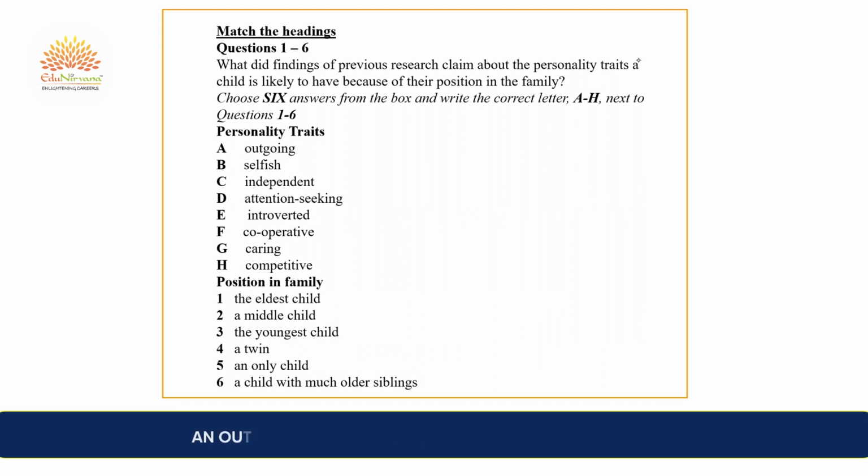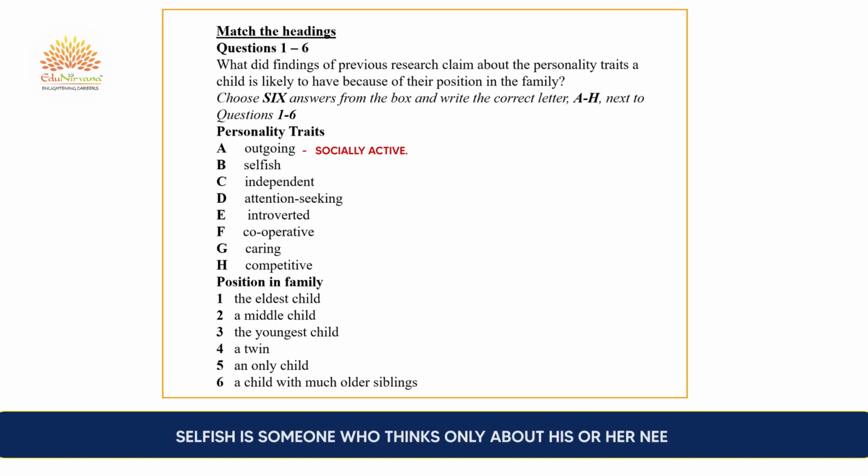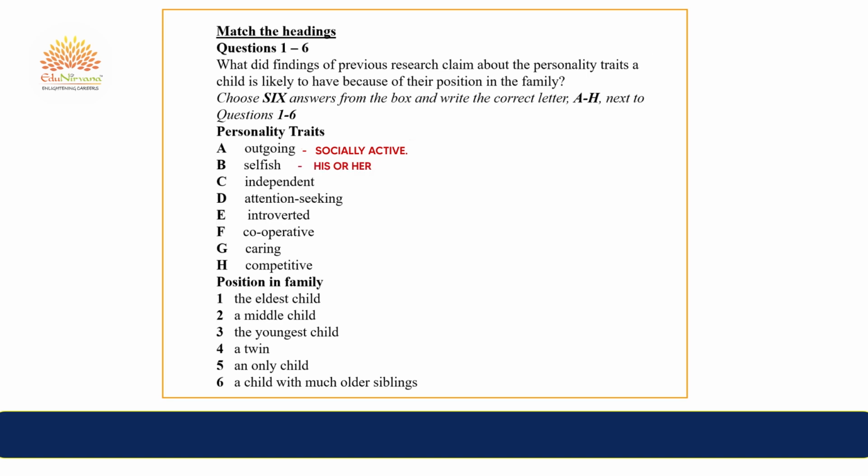Outgoing. An outgoing person is someone who is socially active, someone who enjoys the company of others. So for outgoing, I will write socially active. Moving on to selfish. Selfish is someone who thinks only about his or her needs. So, his or her needs. Then comes independent. Independent is a self sufficient person. So I will write self sufficient.